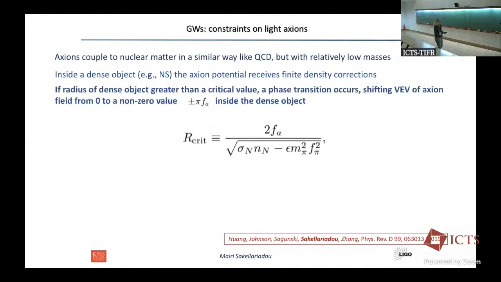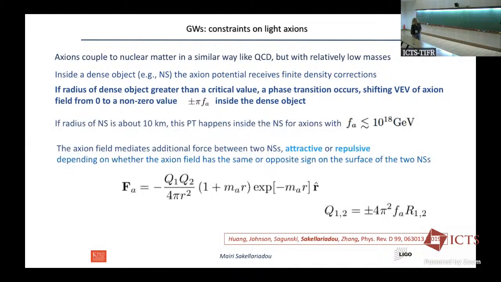Then, if the radius of this object is greater than a critical radius, a phase transition is going to happen, which is going to shift the minimum of your potential from zero to a non-zero value. For the case of a dense object, there is this critical radius at which this will happen.